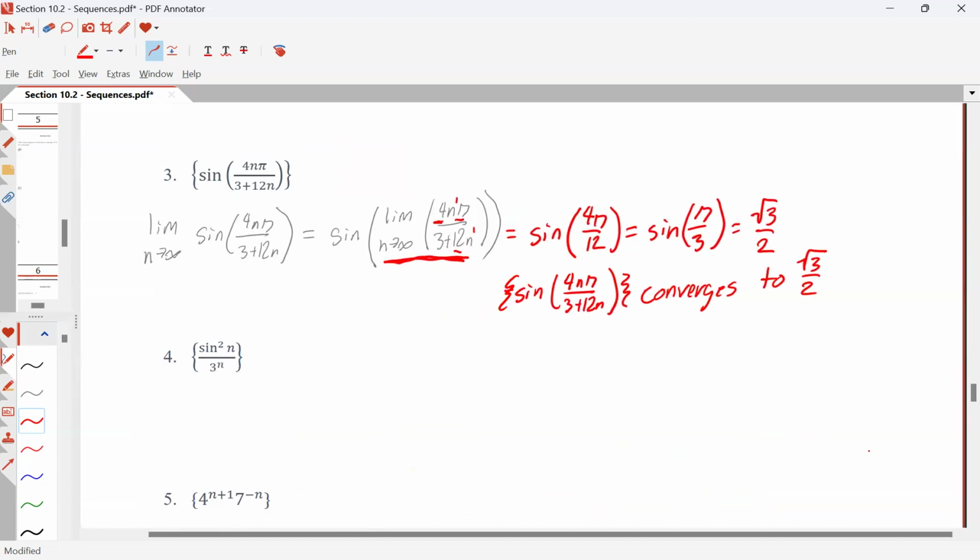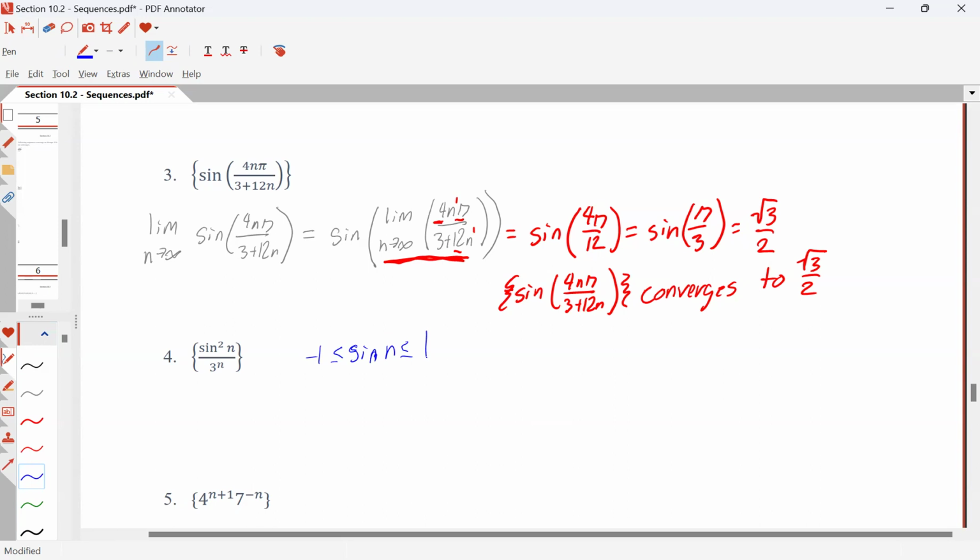For number 4, this is still generally in the function territory, but with this sine squared up top, we know there's some oscillating back and forth happening, and this 3 to the n. How do those work together? Well, we know sine n, because sine is never smaller than -1, and it's never bigger than 1, is between -1 and 1.